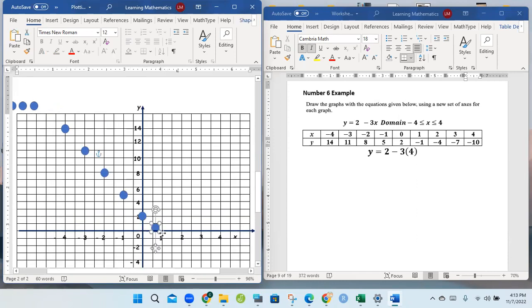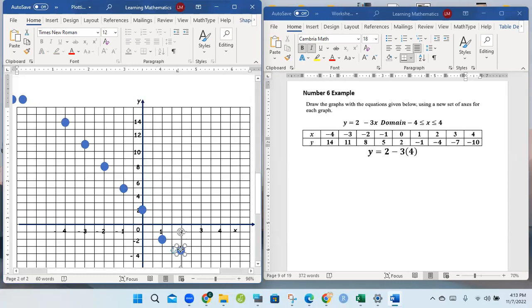1 on the x and -2 on the y. Okay. Then 2 on the x and -4 on the y. 2 on the x and -4 on the y, right there.